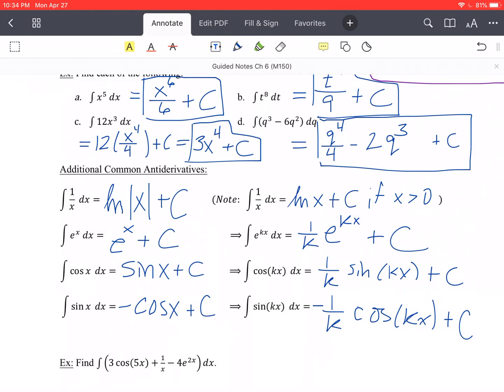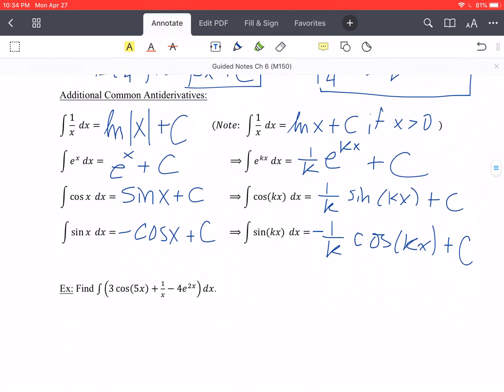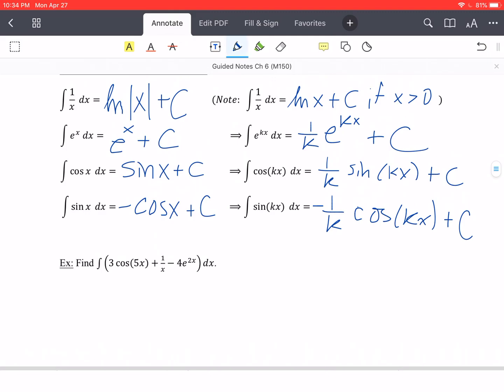Alright, so these are just a few. We'll see plenty of antiderivatives as we go through the chapter, but these are a few of the more common ones that you could see popping up in problems. So let's look at this example. Here we have a bunch of terms strung together. We're going to utilize those properties of addition and scalar multiplication we saw earlier and combine them with all of these antiderivative properties we just talked about. First off, we can split up across addition and subtraction, here and here, so we get three separate integrals.